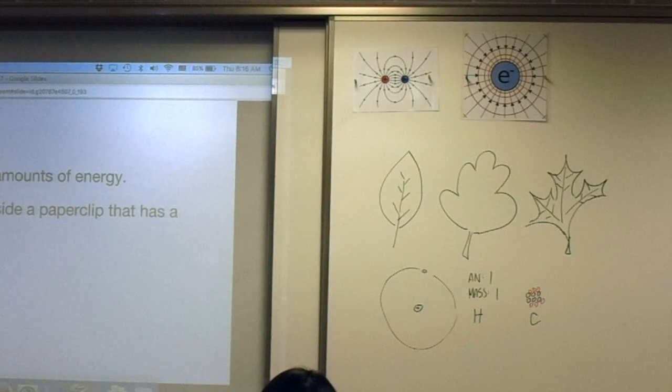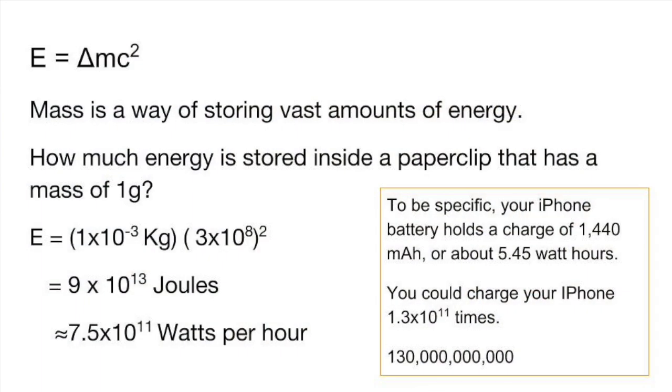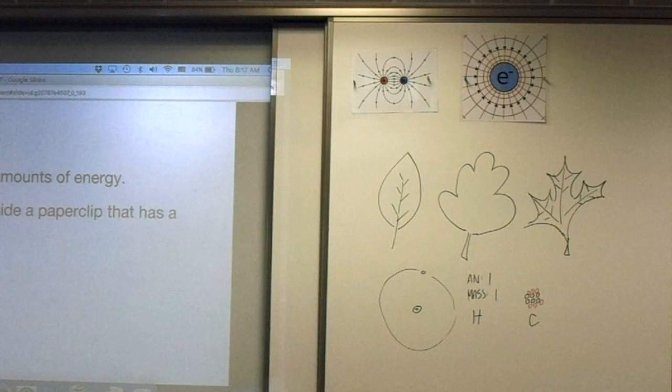Quick side note, this only works if all of the mass is converted into energy, which most of the time, not all the mass is converted into energy. It's only that binding mass, that mass that changes just a little bit. The particles are still actually there. So I took the paperclip as 1 gram. So E equals mass times c squared. So energy equals mass times the speed of light squared.